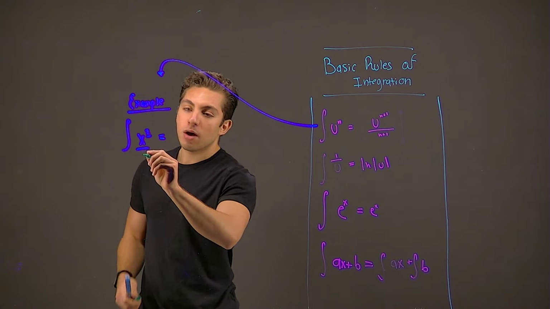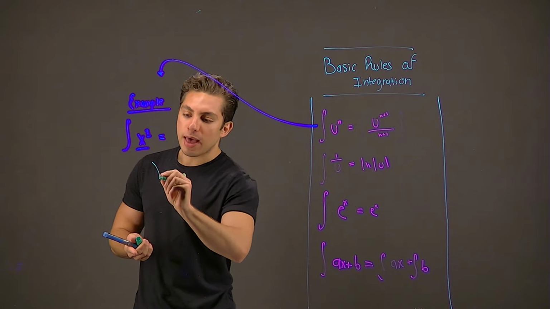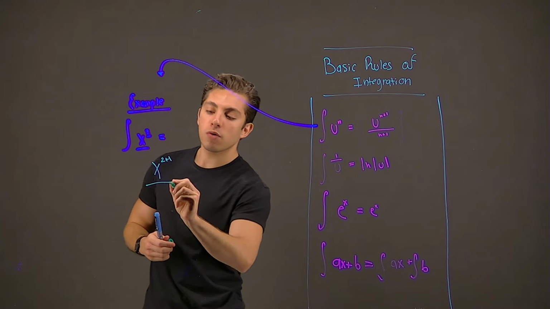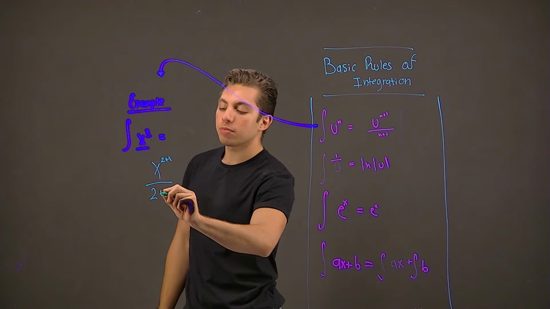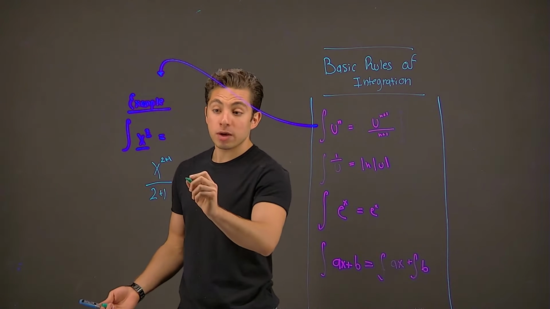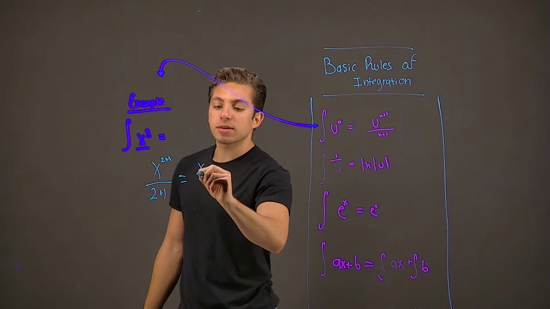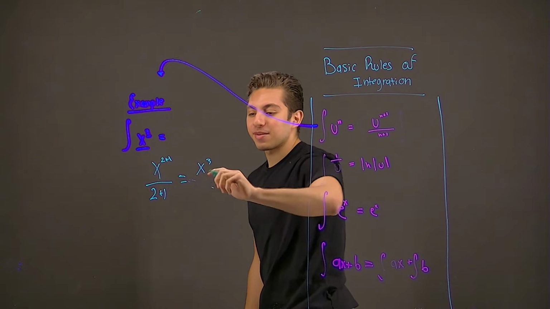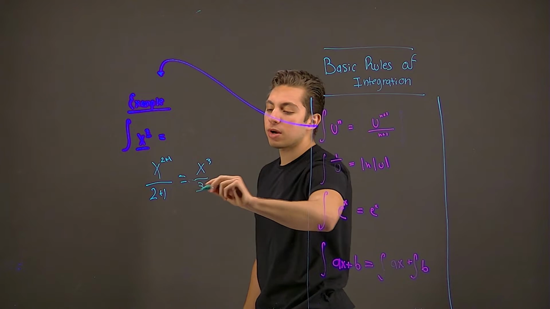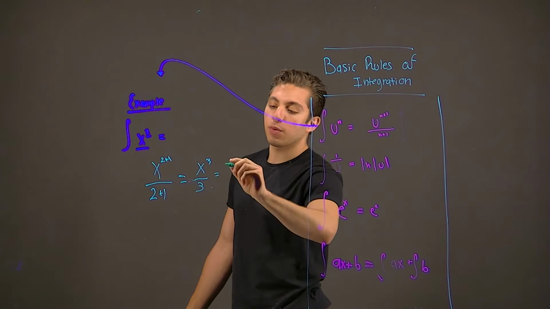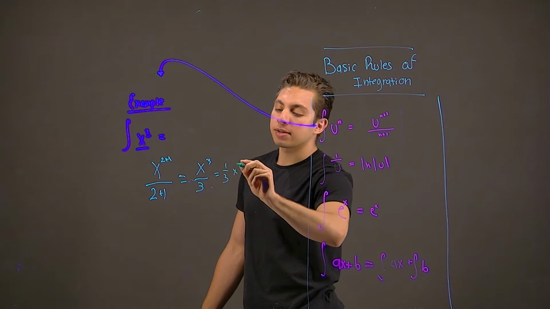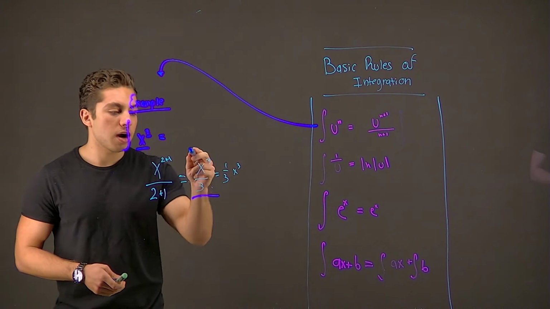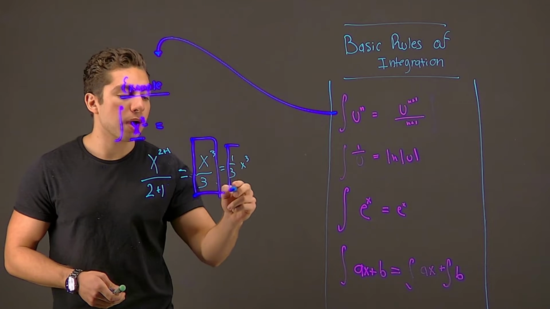The integral of x squared will be equal to x raised to the power of 2 plus 1 over 2 plus 1, which will be equal to x cubed over 3, which is equal to 1/3 of x cubed. Keep in mind that both of these notations are right, and it's up to you how you write your solution.